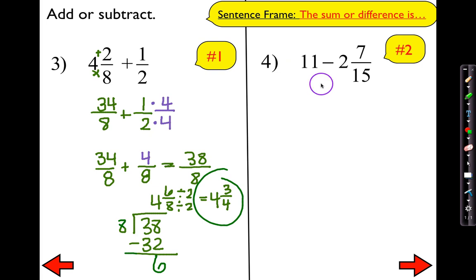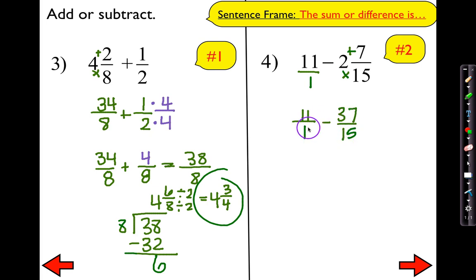Taking a close look at our problem, I notice we're not given a fraction, but I can easily turn it into a fraction simply by putting a 1 underneath. Why? Because 11 divided by 1 is still 11. And here we have a mixed number, so we're going to go ahead and turn it into an improper fraction. So we're going to do 15 times 2, which is 30, plus 7, which is 37. So here I'm going to rewrite it as 11 over 1 minus 37 over 15.